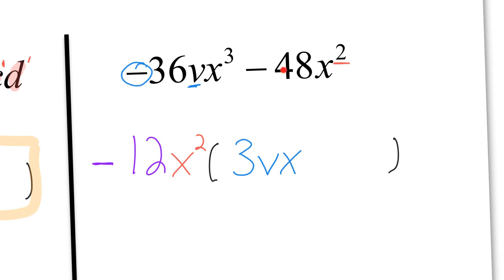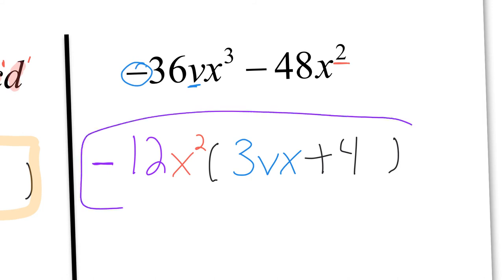And then we have a negative 48 divided by negative 12. Negative divided by negative is positive 4. And you had an x squared. You took out the x squared. So we don't have x's anymore here. So my answer is right there. We have negative 12x squared times the quantity of 3vx plus 4.